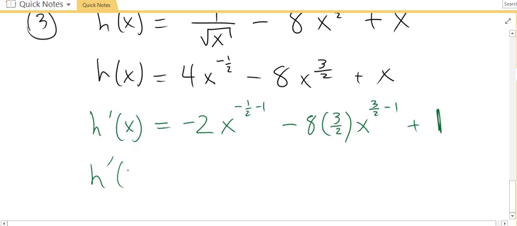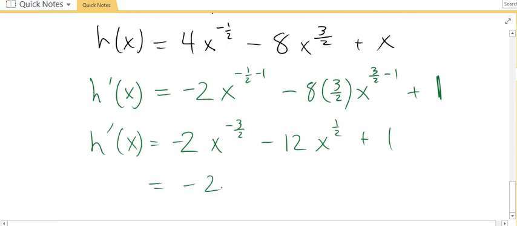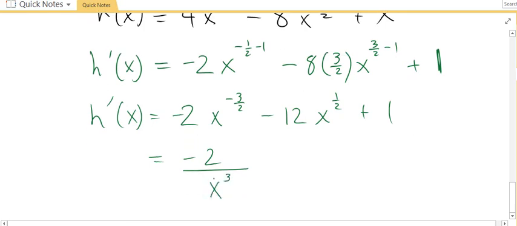As we clean this up, we'll get that this derivative is negative 2 times x to the negative 3/2 minus, okay, the 8 times 3/2 is going to give us 12 here, and then I'm going to have x to the 1/2 plus 1. And so we'd have negative 2 over the square root of x cubed, minus 12 times the square root of x plus 1.